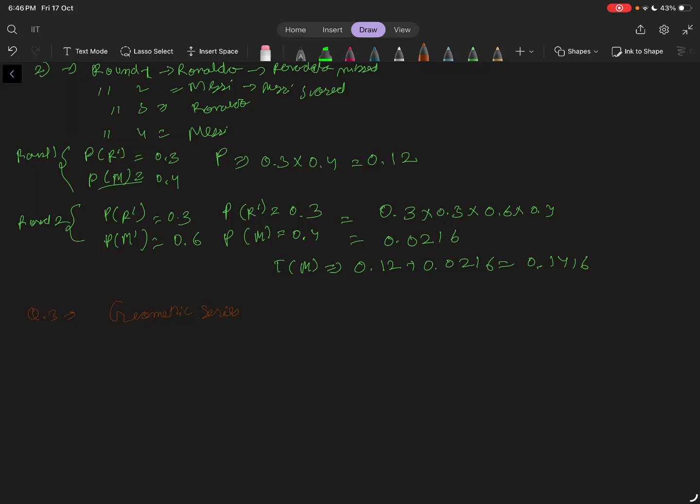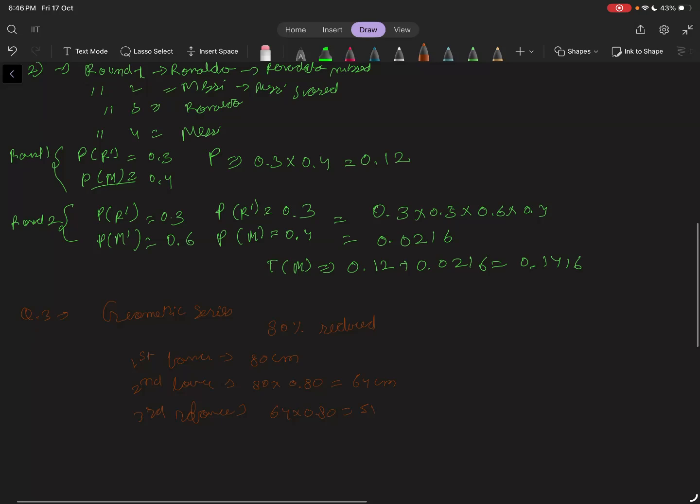For example, you drop a ball, and it bounces back. But every time it bounces back, the height is reduced by 80% after each bounce. So let's say the first bounce is 80 centimeters, the second bounce is going to be 80% of that, which is 64 centimeters. Third bounce, same thing: 64 times 0.80, which is going to be 51.2 centimeters.